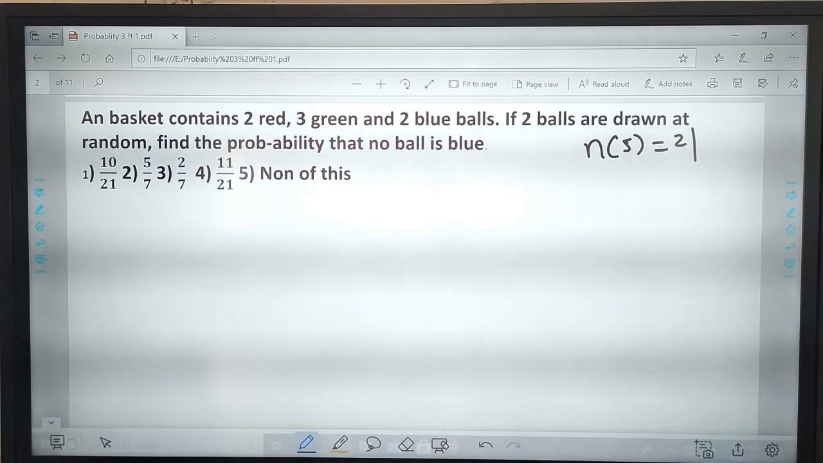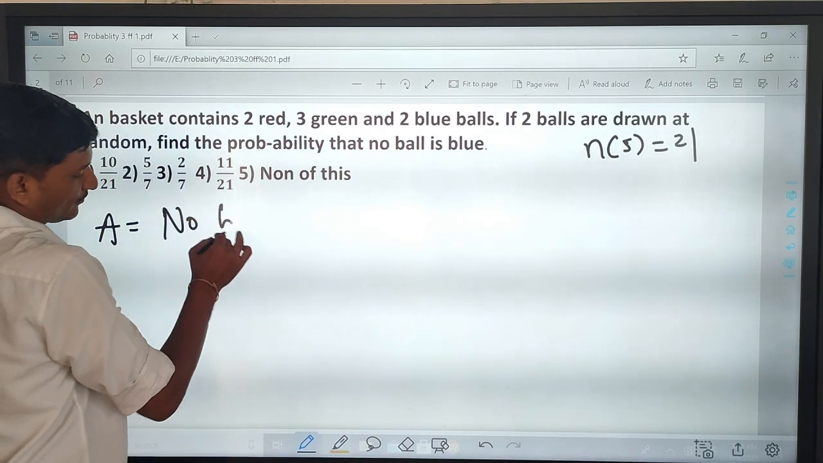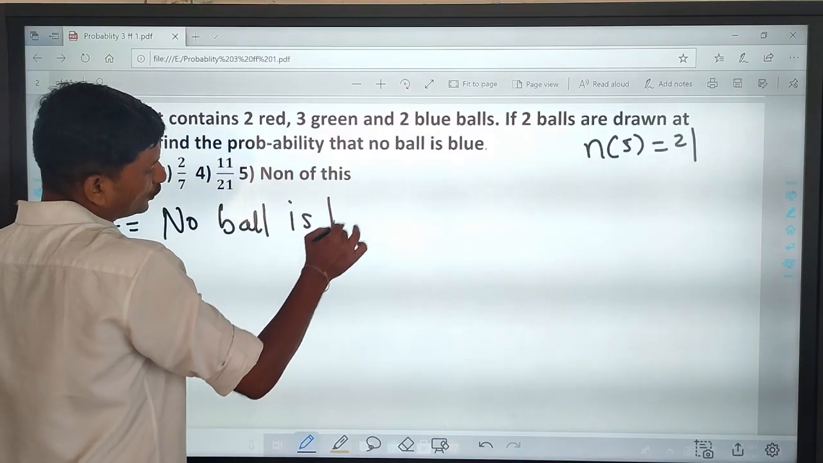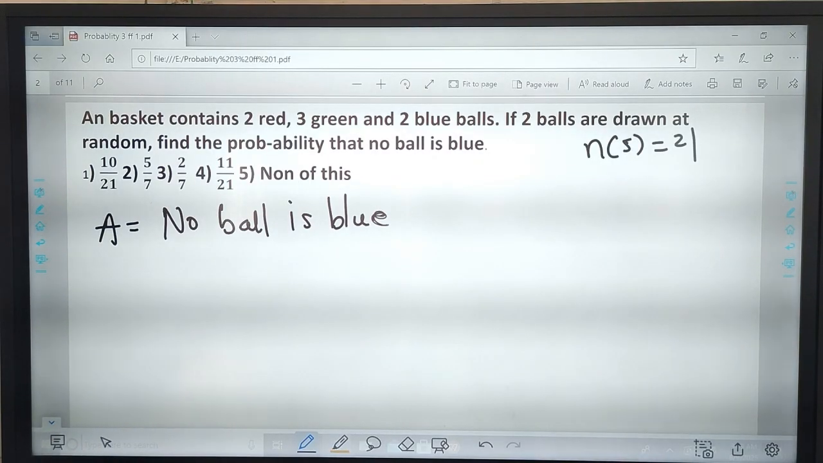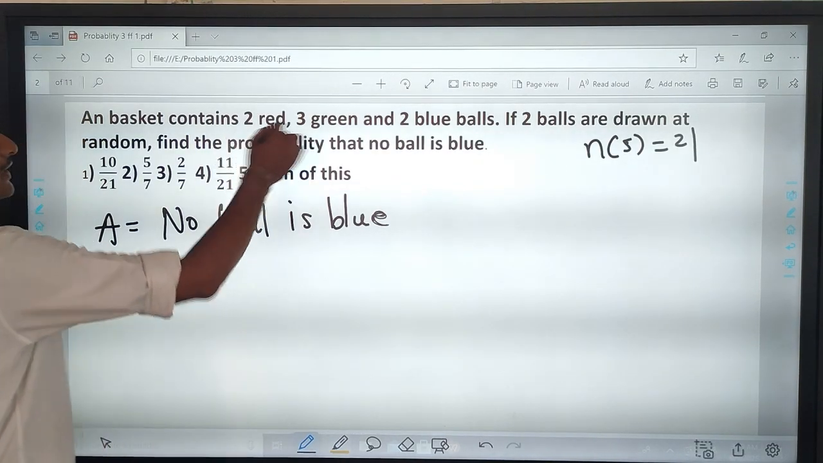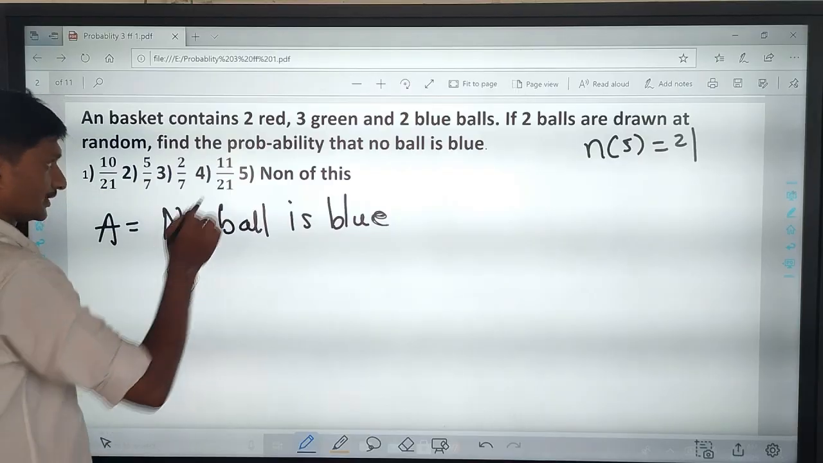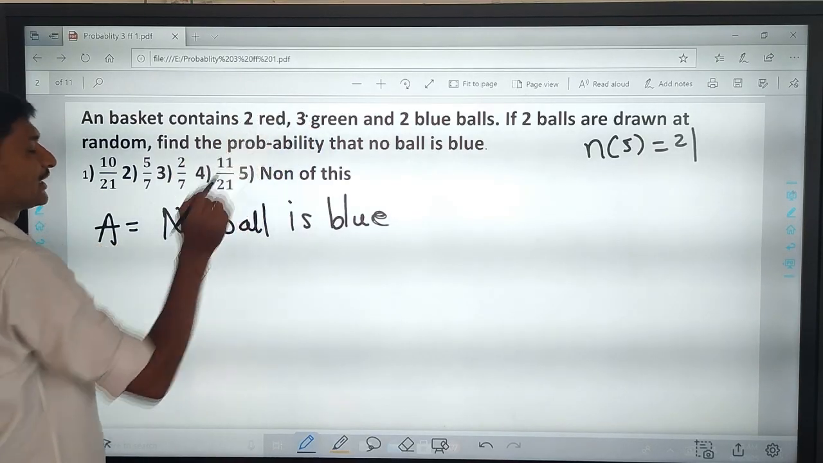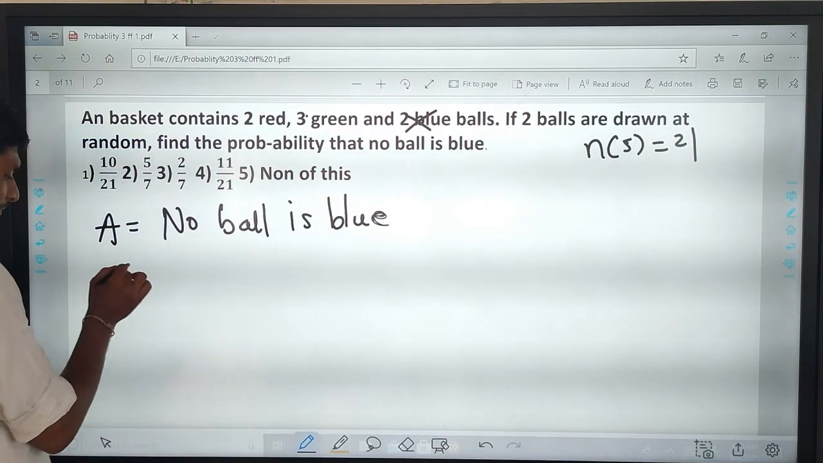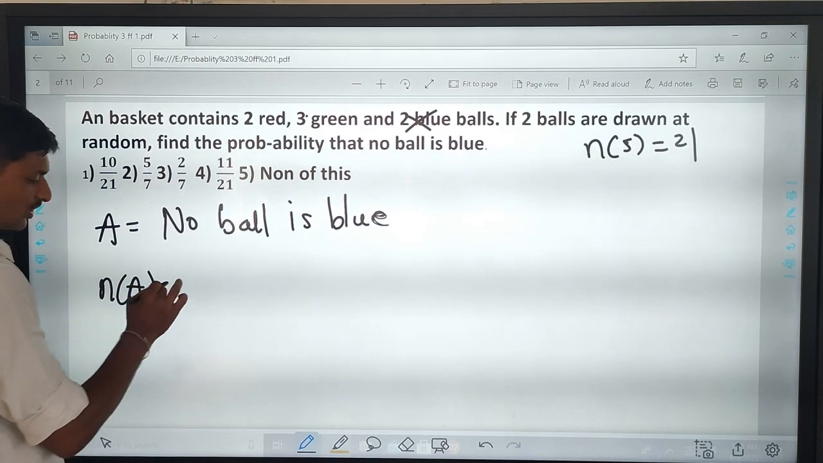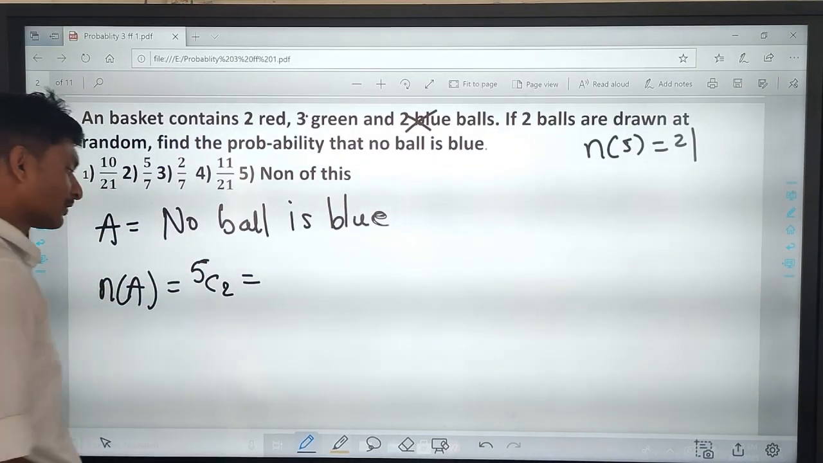Find the probability that no ball is blue. Here total balls are 2 plus 3, 5, since we can't take a blue ball. Then n of A is equal to, out of 5 balls, 2 balls are drawn randomly.